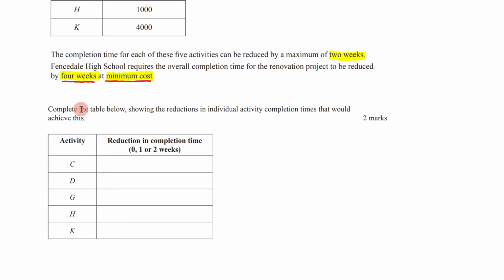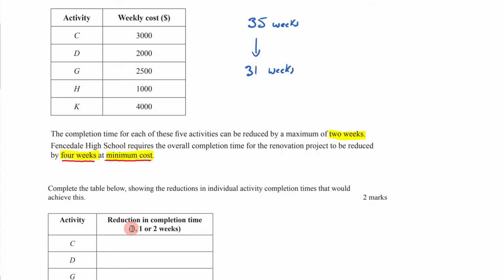So here it says, complete the table below showing the reductions in individual activity completions that would achieve this. So reductions in completion time, 0, 1, or 2 weeks. Here it is right here. So again, a very tricky question in which we're trying to turn our minimum completion time from 35 weeks to 31 weeks for the minimum cost. We're going to be going through some different ways of approaching this question now.